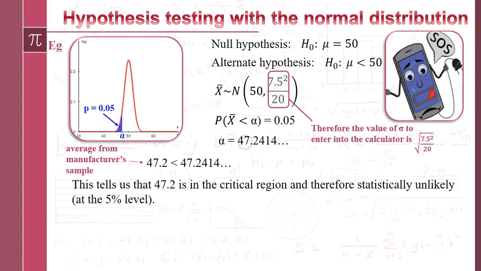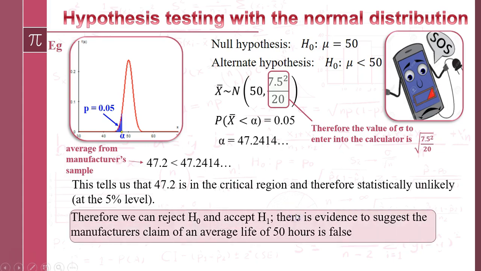So what that tells us is that at the 5% level, our sample is in the critical region and therefore has got less than 5% chance of that happening, so therefore it's statistically unlikely. So our conclusion, therefore, is that we're going to reject H0 and accept H1. There is evidence to suggest the manufacturer's claim of an average lifespan of 50 hours is false.